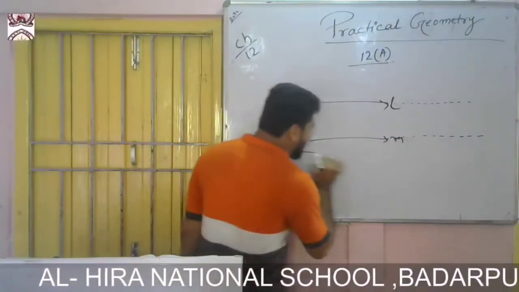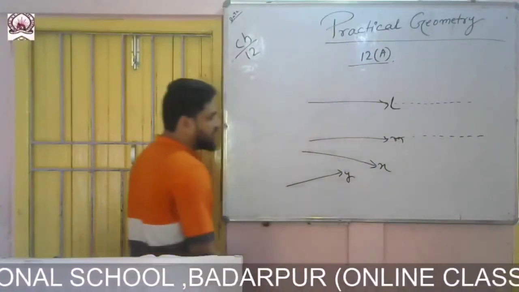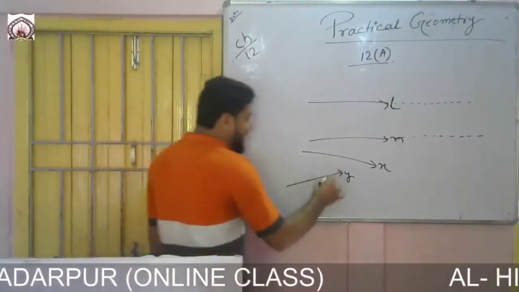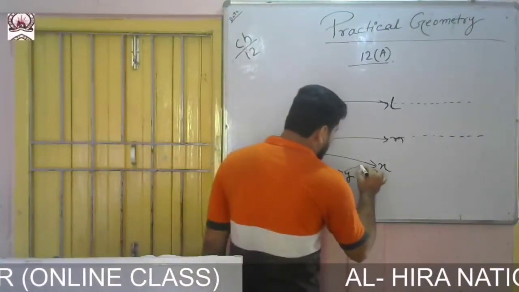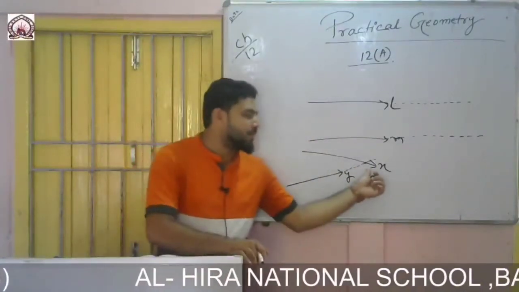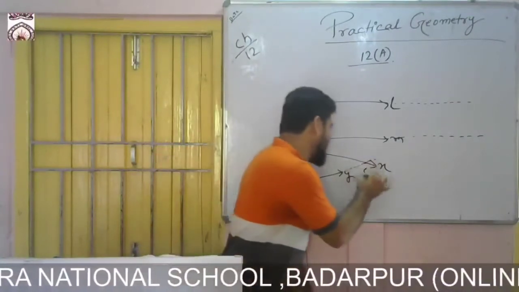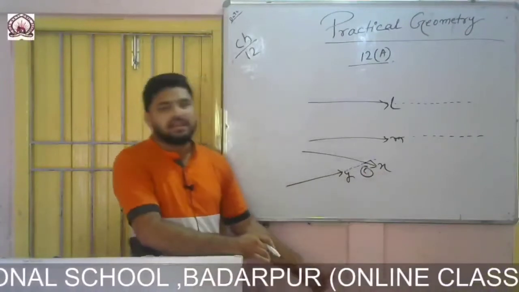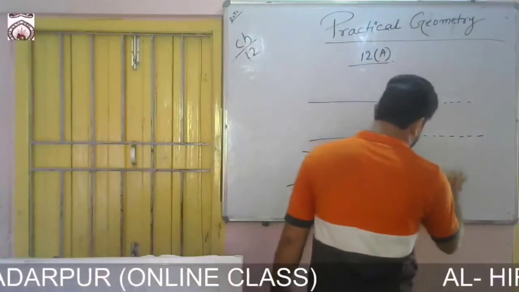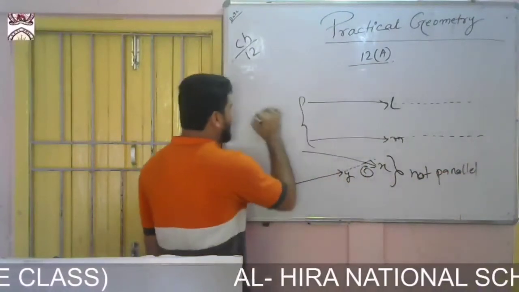But if I draw line X like this, and if I draw another line like this, line Y, then these two lines are not parallel. Why? Because if I extend this Y, then at a common point they will intersect. They will meet each other. Suppose the point of intersection is C. At point C they meet each other, so these two lines are not parallel. But these two lines are parallel.